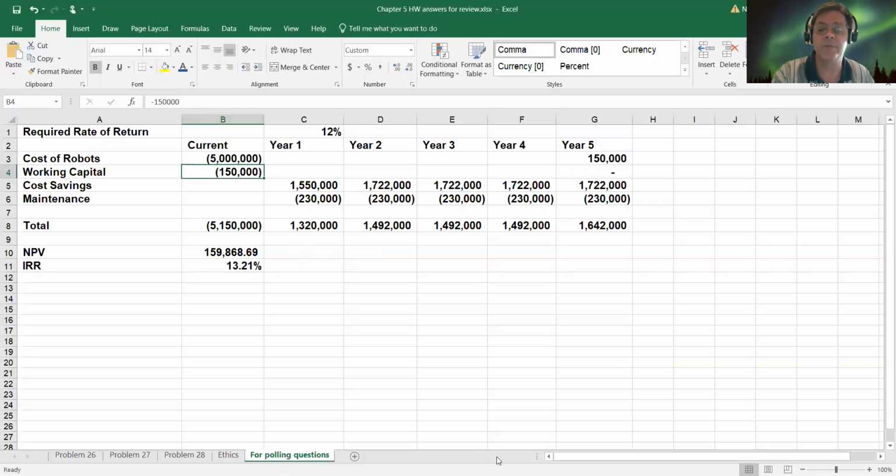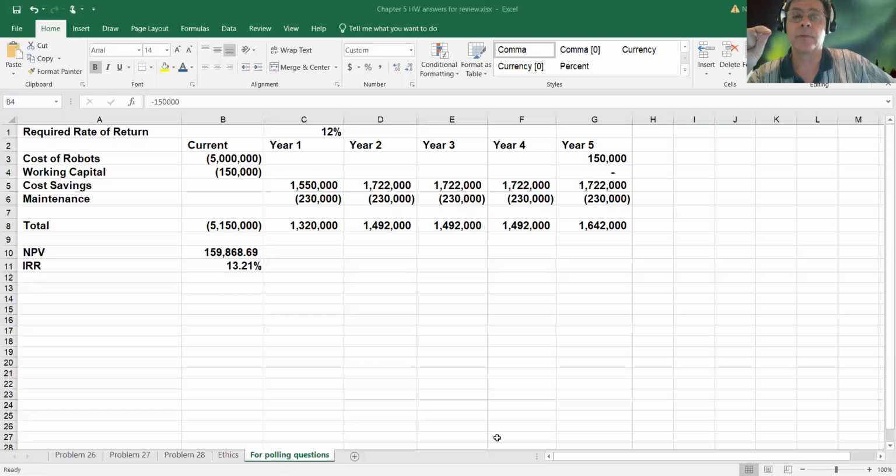All right. Everybody's voted. Remember, the definition of IRR is the percentage at which NPV is 0. So if the required rate of return is 12% and NPV is 0, that means that IRR must also be 12%. Has to be the same.